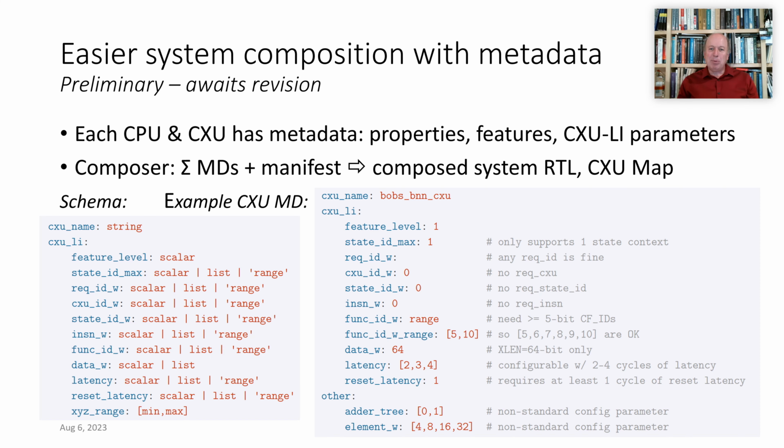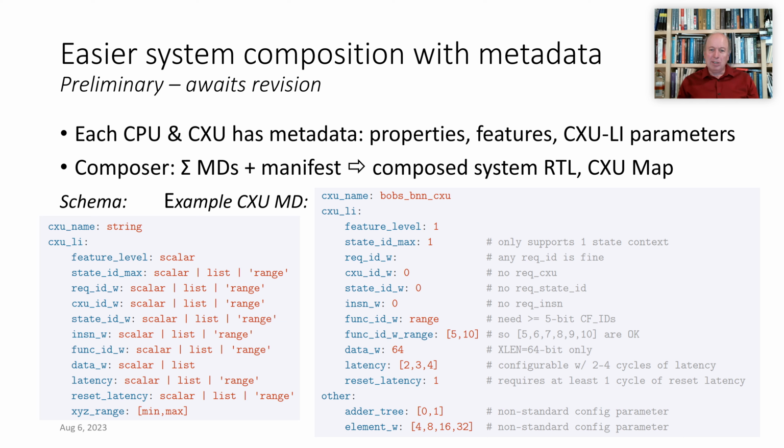The design employs metadata to power automatic system composition. Each CPU and CXU RTL module is accompanied with a metadata description of that component's properties, features, and feasible values for its CXU-LI parameters. Then the composer can input all of the package metadata and the system manifest and solve to find a feasible assignment of all parameters. Then emit the composed system RTL and the system CXU map.